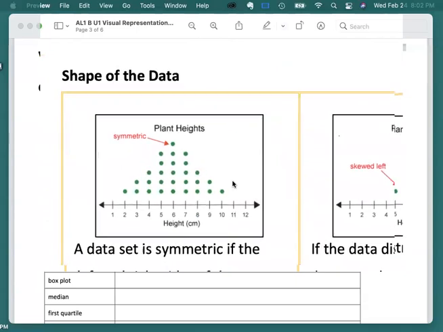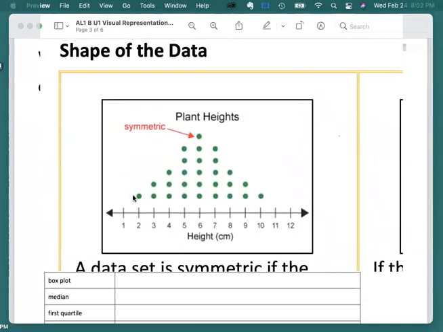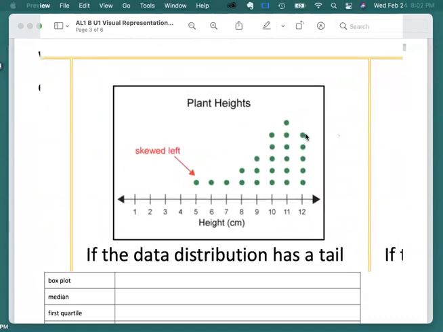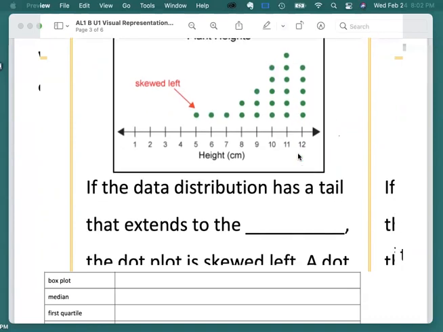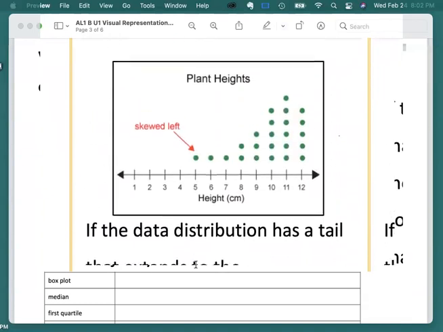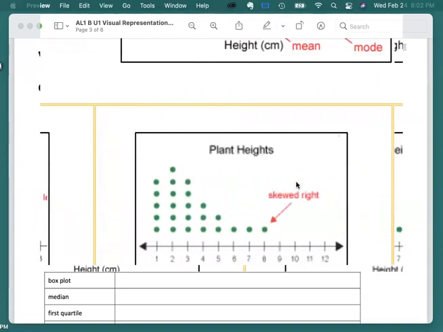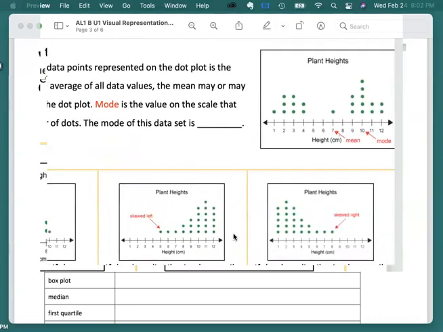So the data can look like shapes. This is symmetric, meaning it's pretty even on both sides. This one has more data to the right of the graph, so that is skewed left. Okay, so skewed left means most of the data is on the right of the graph. If it's skewed right, most of the data is on the left of the graph.